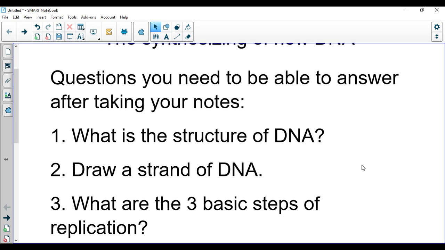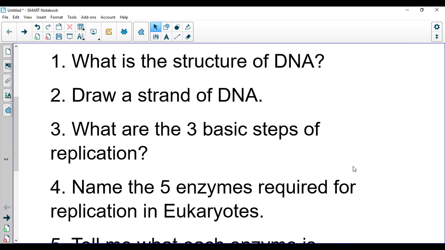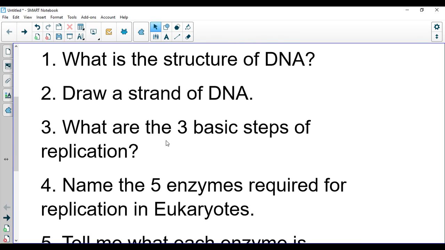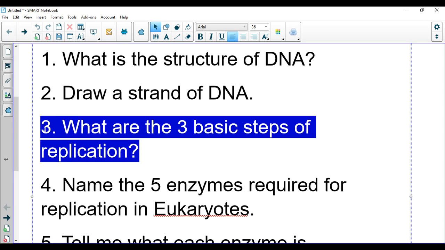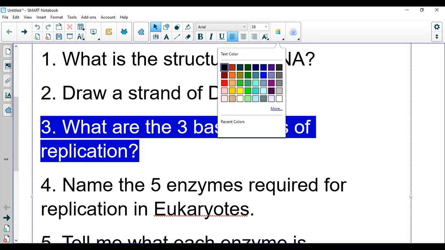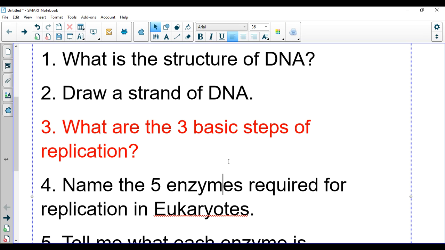Number two, you should be able to draw a strand of DNA. When we're talking about drawing a strand of DNA, you need to be able to draw nucleotides and how they are connected. You should remember the types of bonds that form between them. Number three, what are the three basic steps of replication? For this one, we did not specifically see this in your notes, but I'm going to talk about it today. So be ready. It'll be the next thing we talk about.